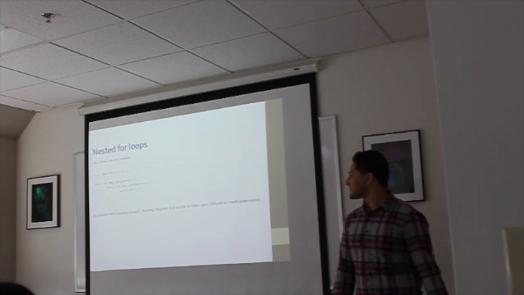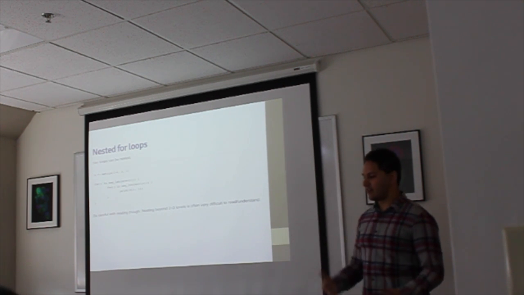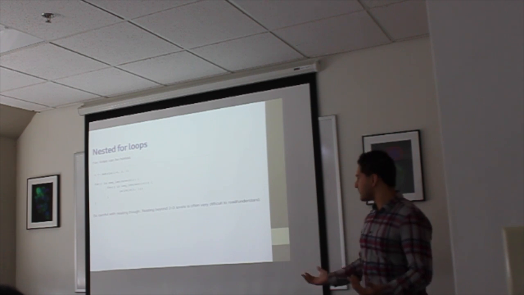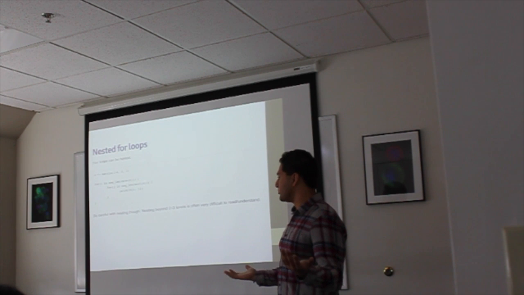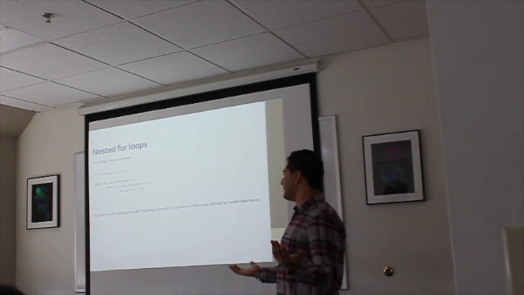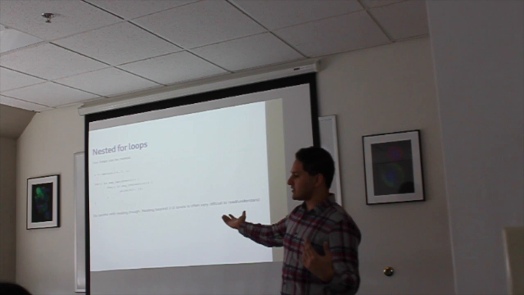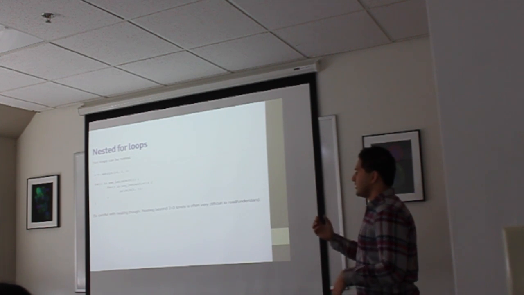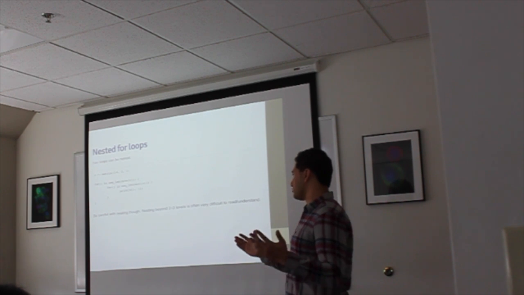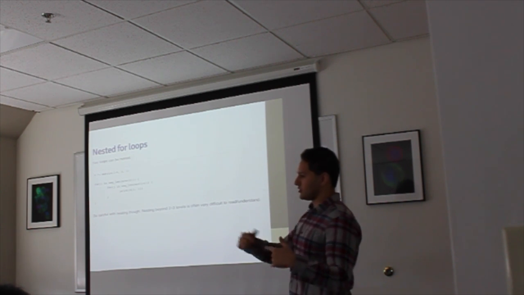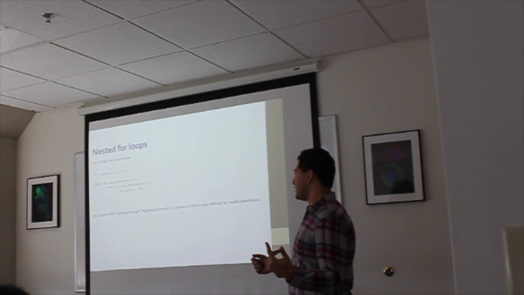Right, so nested for loops. Just as you can iteratively use if and else ifs, you can also nest for loops. You can basically have a for loop within a for loop. One of the more practical examples, which is the example given here, is that you can iterate over both the rows and columns of a matrix by using two for loops within one another.